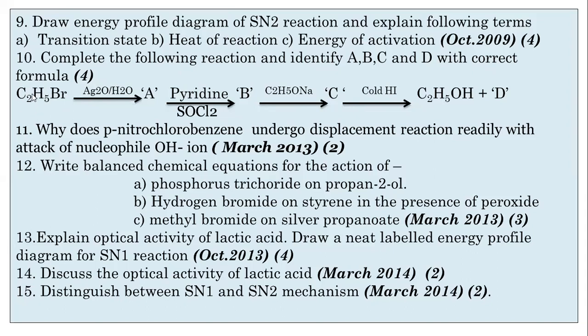Here C2H5Br is given. Means this is ethyl bromide. It reacts with Ag2O and H2O. What will be the product? What will be this A? Tell me, anyone?